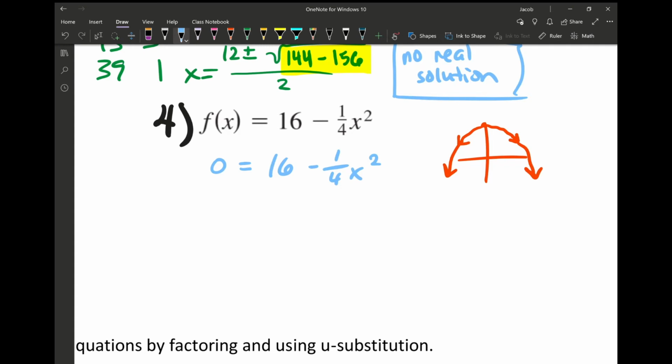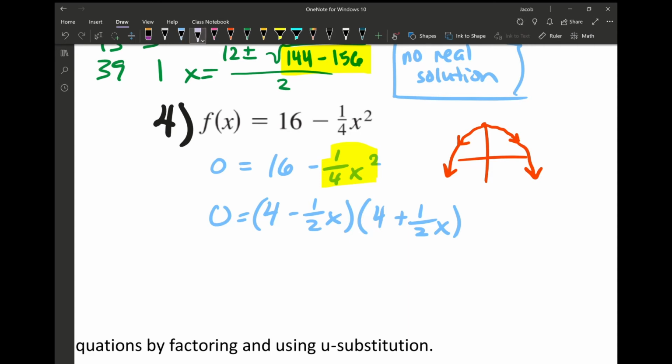So what's the square root of 16? That's 4. What's the square root of 1/4 x squared? That's 1/2 x. So we have 4 minus 1/2 x, and then we'll take the positive version of 1/2 x, the conjugate of what we just wrote. So when I multiply these two binomials back together, I will get the original equation.